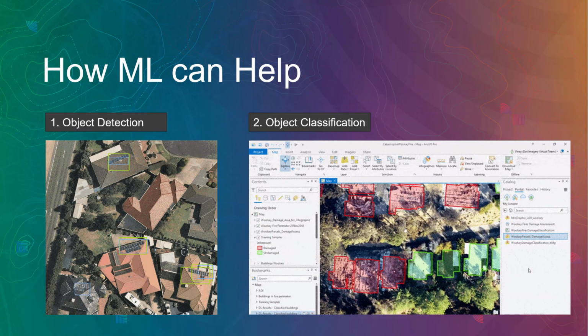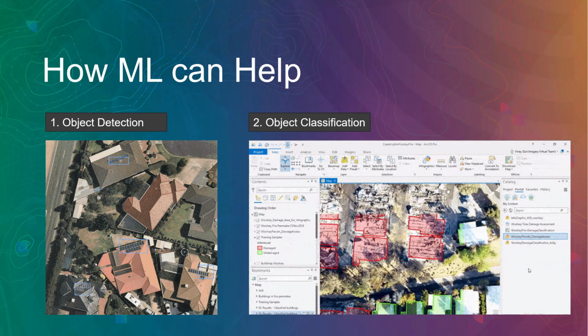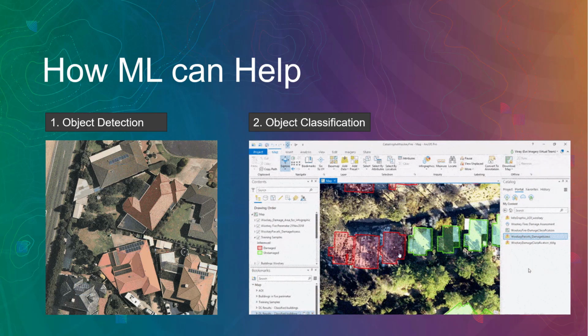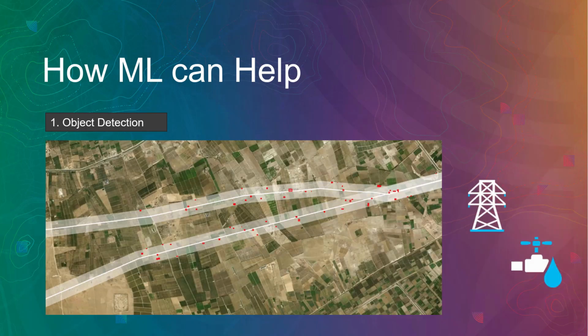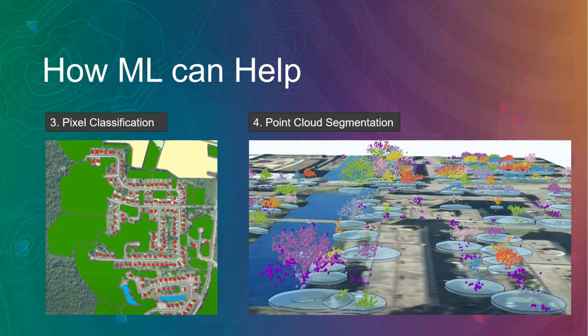Another example of object classification could be in an insurance or disaster recovery context, where different houses can be classified as damaged or not damaged. Object detection is also useful in a utility context, where imagery can be used to detect man-made objects that are at risk of encroaching our pipelines, or vegetation that could be growing dangerously close to our power lines. Object detection is probably the most ubiquitous use of ML in GIS, and it tends to fit in well within existing GIS workflows. The next 2 categories are all about points and pixels.